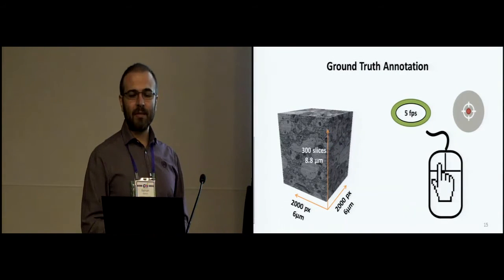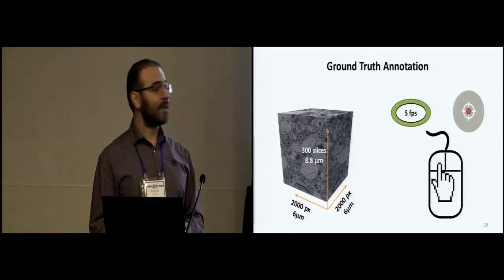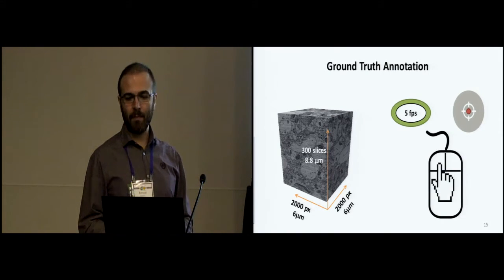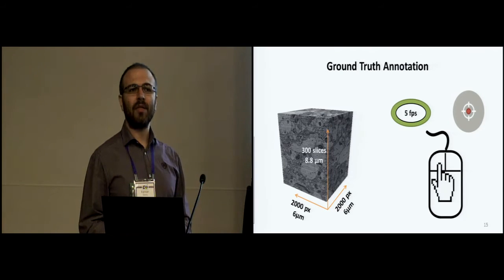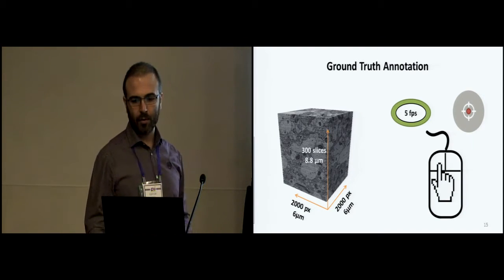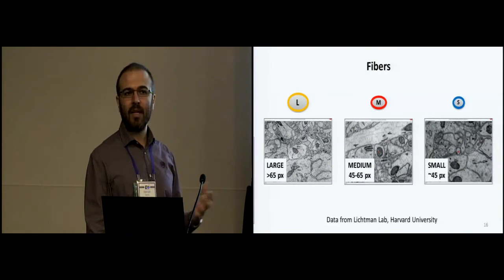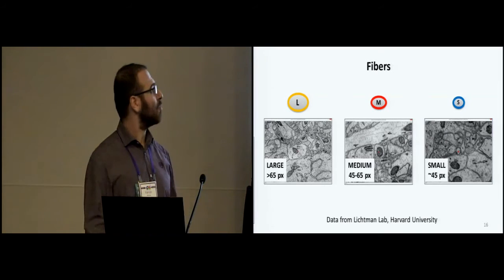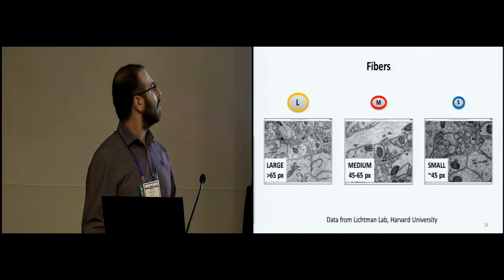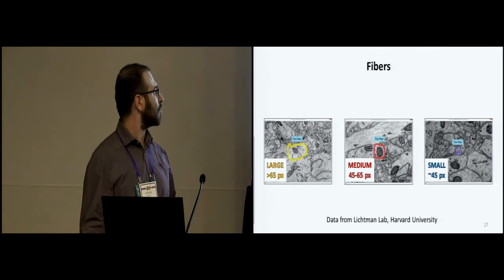Prior to our experiment, we prepared ground truth data with manual annotation. This was performed by an expert neuroscientist at approximately 5 frames per second. We measured the accuracy by means of root mean square error, comparing the participant trials with the ground truth data. The selected fibers were then categorized into 3 different morphologies, denoted by large, medium, and small. These are measured in pixels, of course.